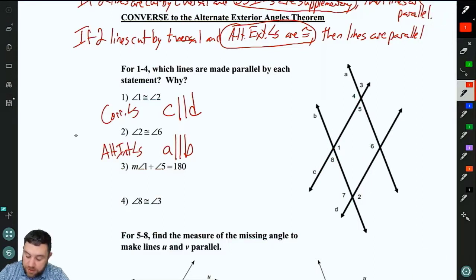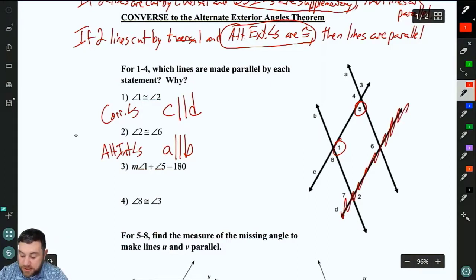For number 3, we've got angles 1 and 5. It says those add up to 180, so they are supplementary. We don't need line D because it's not part of any of our intersections. So again, that's going to be A and B.